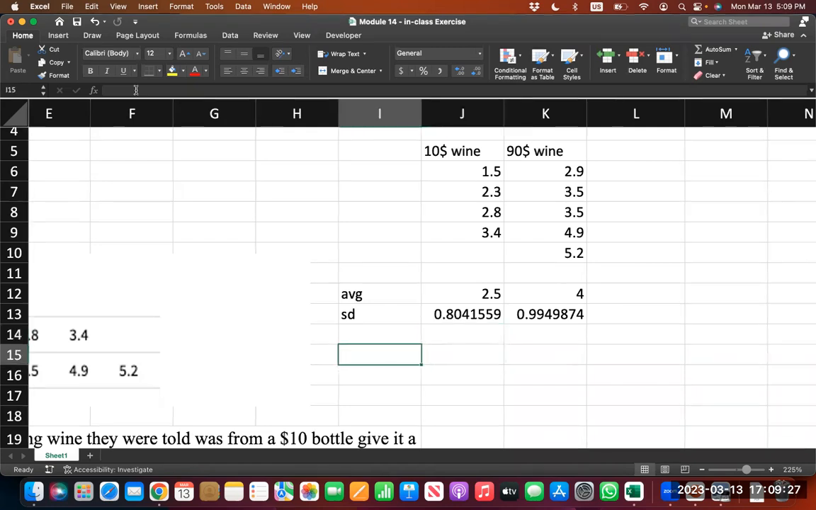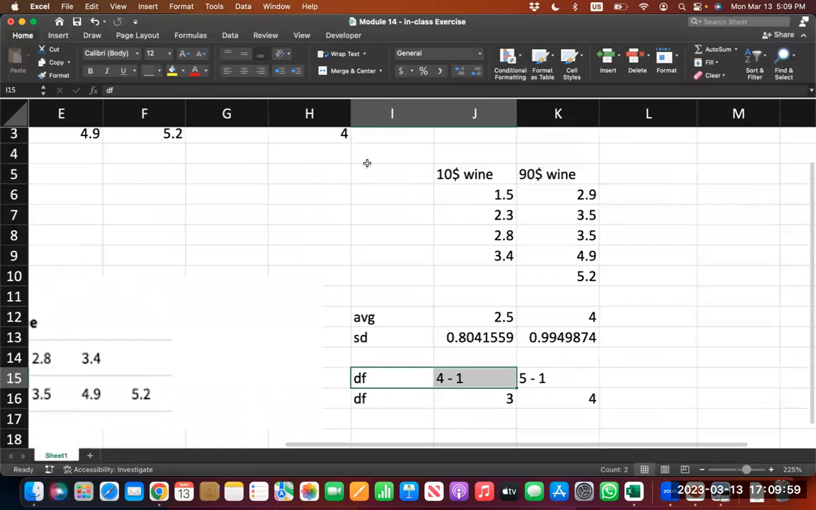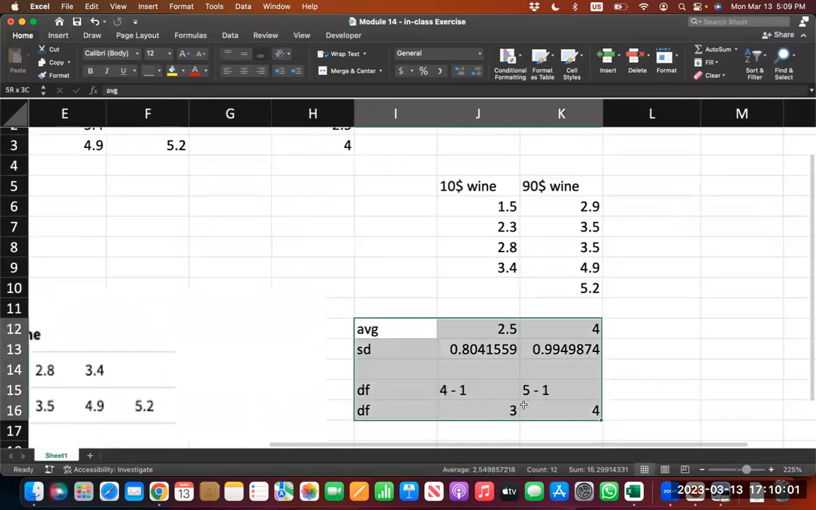But now, as you correctly lined out, there's a difference in the degrees of freedom. For 4 individuals, we have 4 minus 1, which is 3. And for 5 individuals, we have 5 minus 1. So the degree of freedom here is 3, and the degree of freedom here is 4. Now we need to deal with this somewhat analytically.